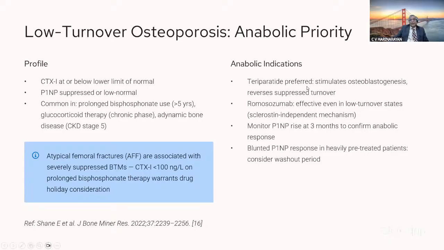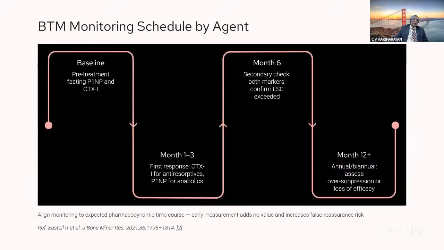Anabolic indications: teriparatide preferred, stimulates osteoblastogenesis, reverses suppressed turnover. Romosozumab is effective in low turnover states. Monitor P1NP rise at least 3 months to confirm anabolic response. Blunted P1NP response in heavily pre-treated patients without washout period. So bone turnover markers are scheduled by agents.